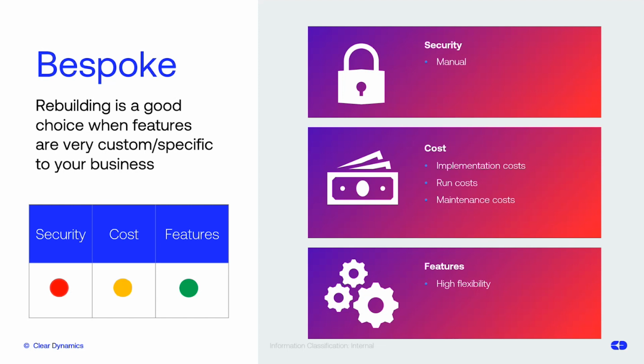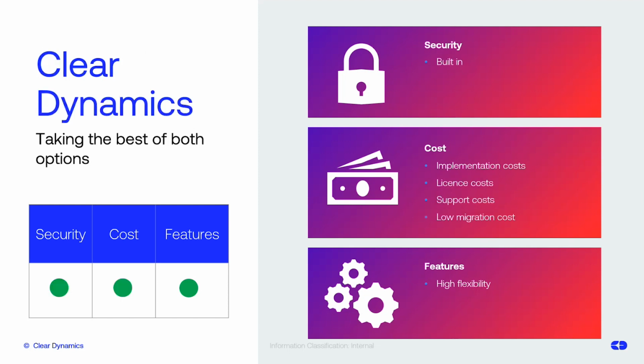Now, we've talked about those two options in market, and as you can see, assessing them against our metrics, neither really outshines the other. There are pros and cons to both. And at Clear Dynamics, we really wanted to have a look at a different way of doing this. Surely there's a way to get the best of both worlds. And so at Clear Dynamics, we take the best of a product choice and a bespoke choice and bring them together.